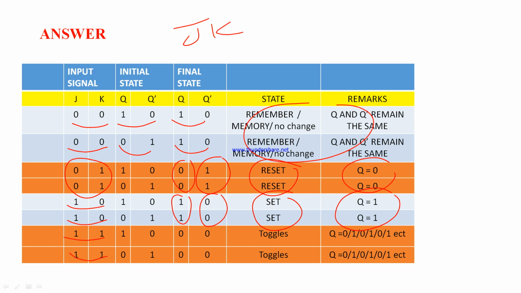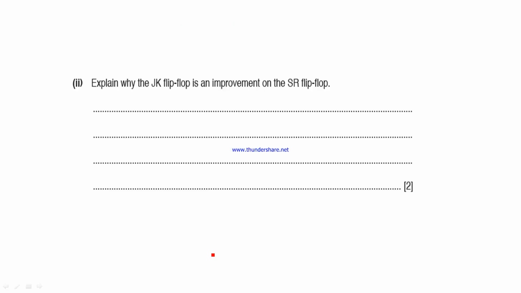1, 1 means a toggle state. Toggle state means Q and Q dash will change the value. So if it is 1, 0, here it should become 0, 1. There is a mistake, you should correct it. So this one, 0, 1 becomes 1, 0. Okay, we are done with it. We move to the next slide now.